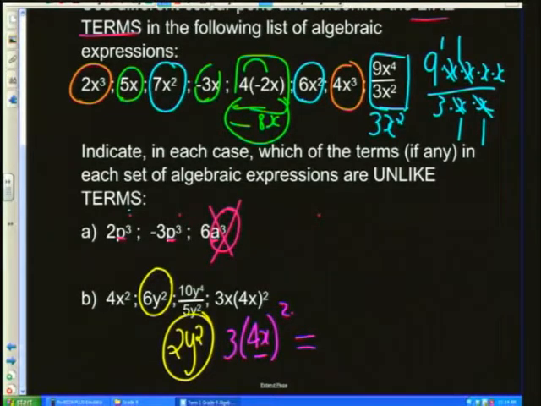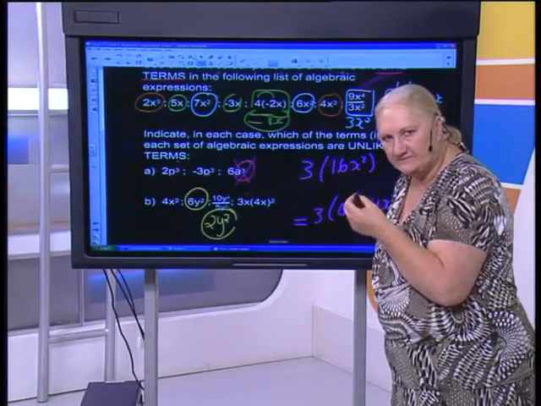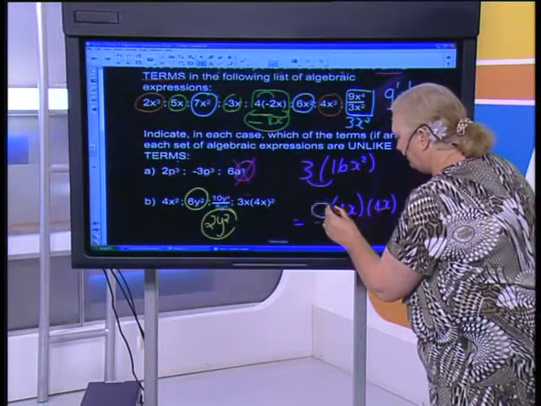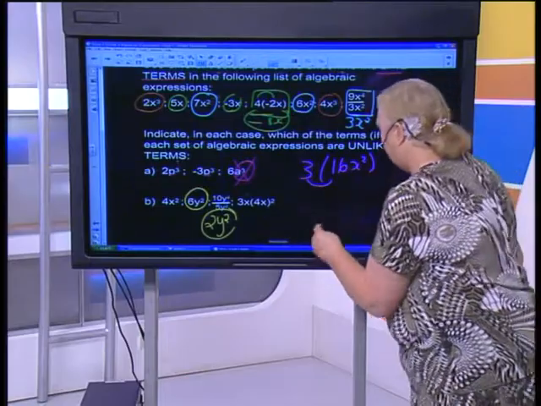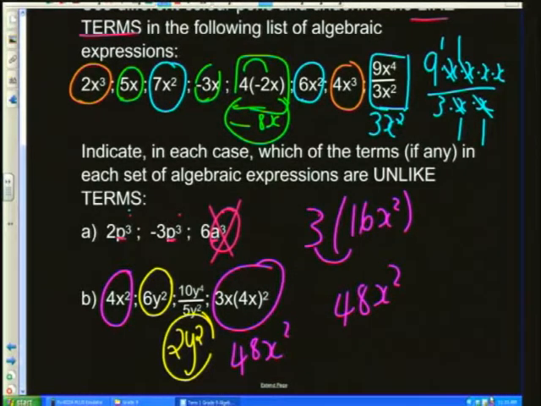So let's do that. We are going to say 3 times 4x raised to the power of 2, which means we have to multiply this term by itself. Okay? So in total then, when we do this, our answer will still be 3, because we still have to multiply by 3. 4 times 4 is 16, okay? And x times x is x squared. Okay, please remember, we're multiplying here. x plus x is 2x. x times x is x squared. Now, we still have to multiply by the 3. So that will give us 48x squared. And now we can say, okay, this one and this one, which in total is 48x squared, are the same.